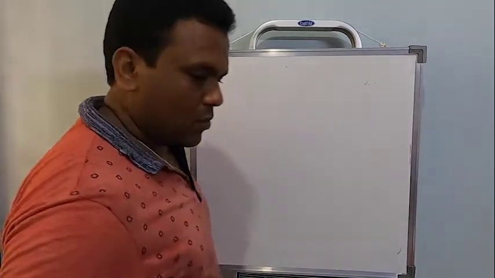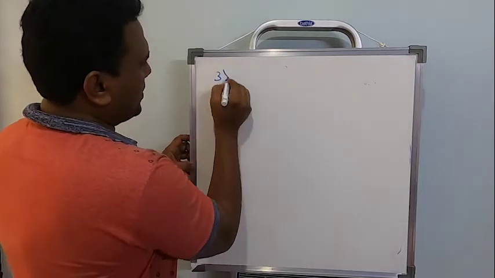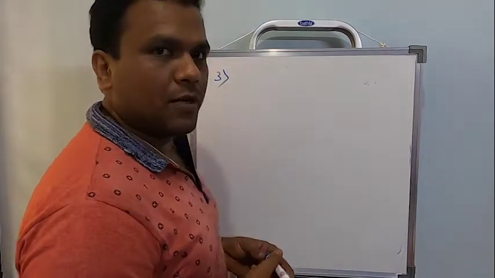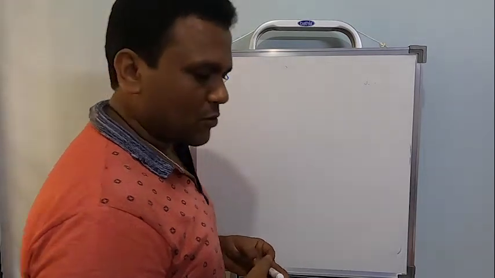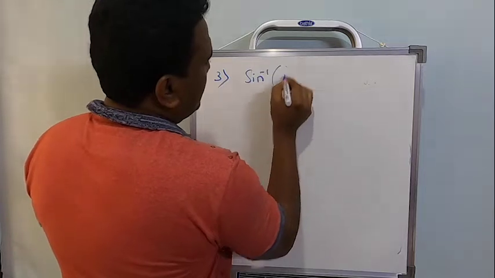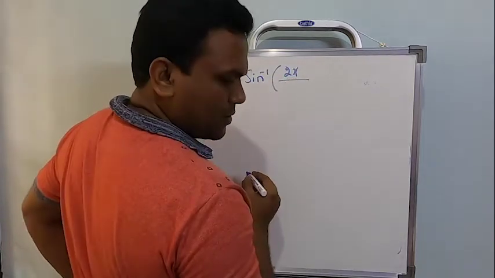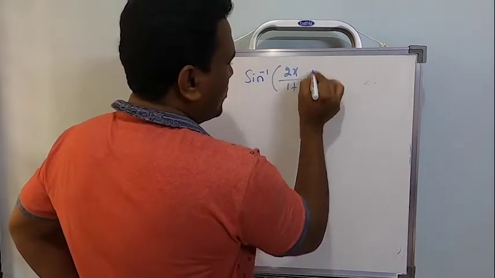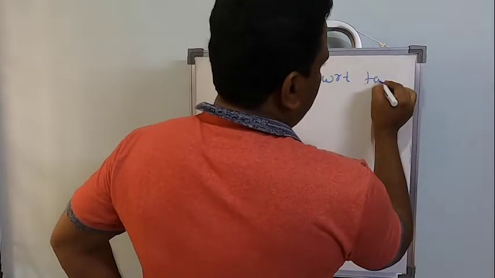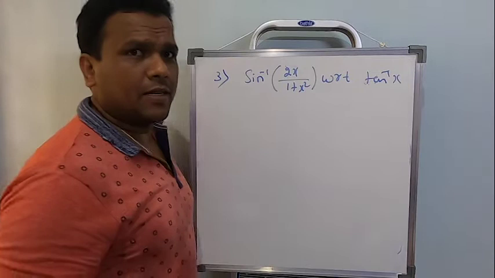Okay, there is one more problem in this topic. There are not many problems in this topic. If you want to become perfect in this topic, please look at the home exercise problems. So the next one, they said differentiate sin inverse of 2x by 1 plus x square with respect to tan inverse x. The method remains the same.